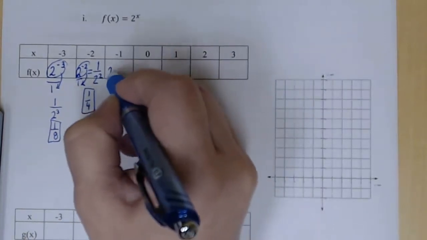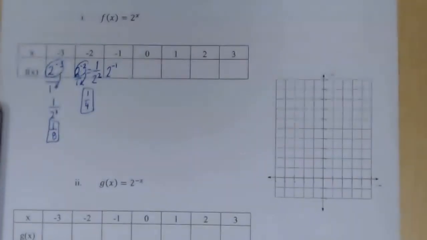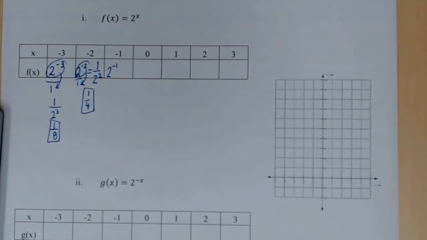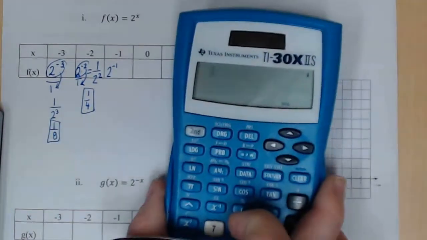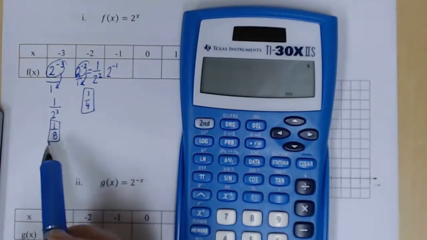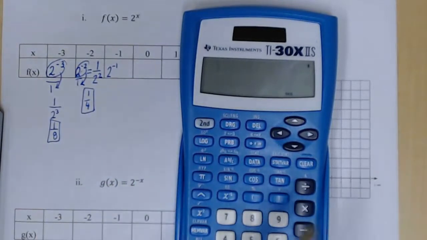And then I have 2 to the -1. Now, I do want to show you in your calculator how to do that. I wanted to do 2 of them just with the basics of exponents so you can understand how the 1/8 and the 1/4 came to be. But let's look at this 2 to the -1.